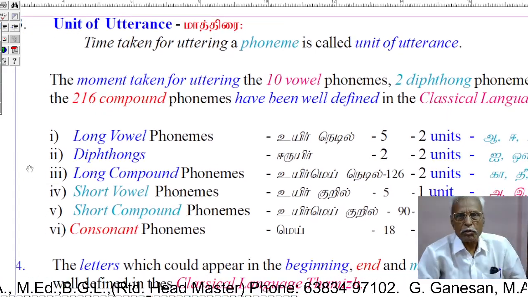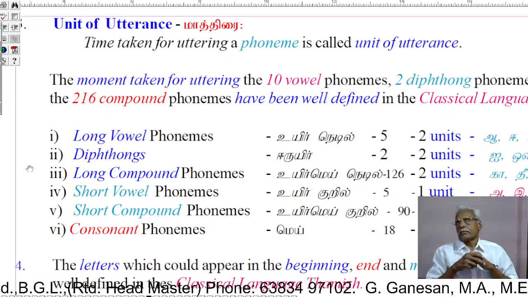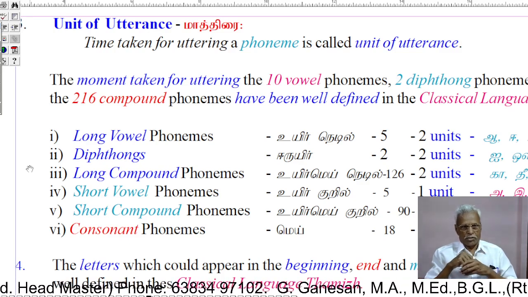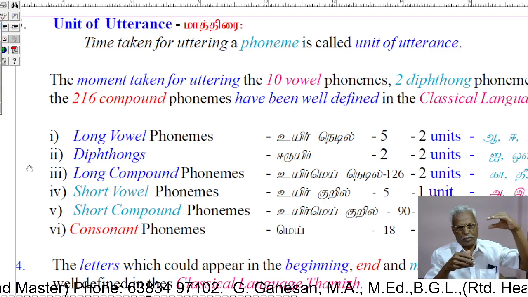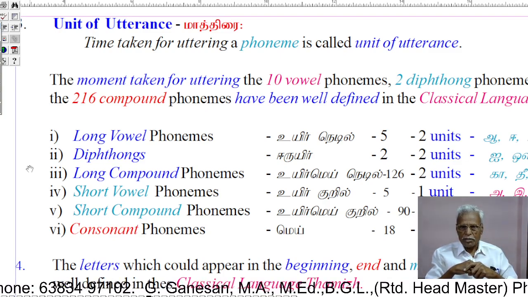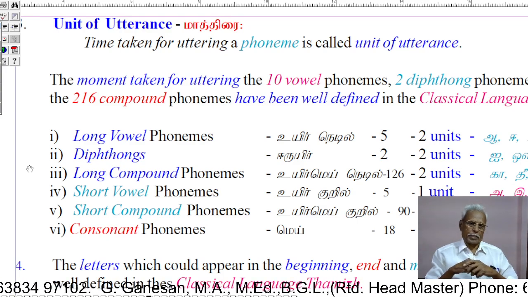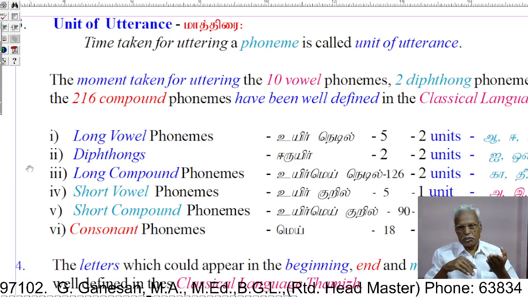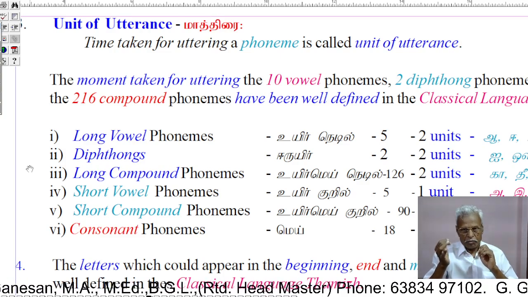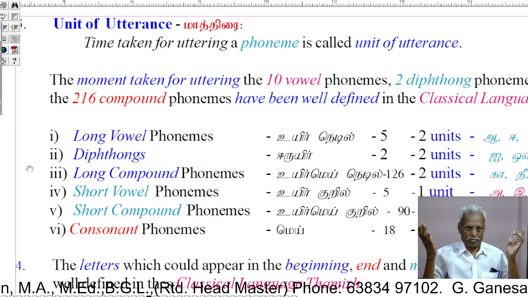Then thirdly, we are going to see the unit. Unit, the length of utterance. Unit means the length of utterance. The time taken for uttering a phoneme is called the unit of utterance. In Tamil, we call it mathirai. That is, the time taken for uttering a phoneme is called the unit of utterance.